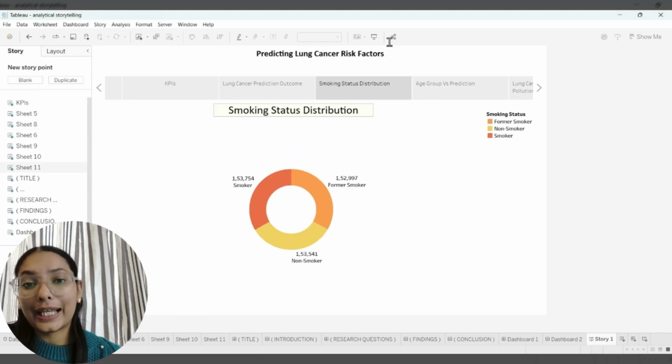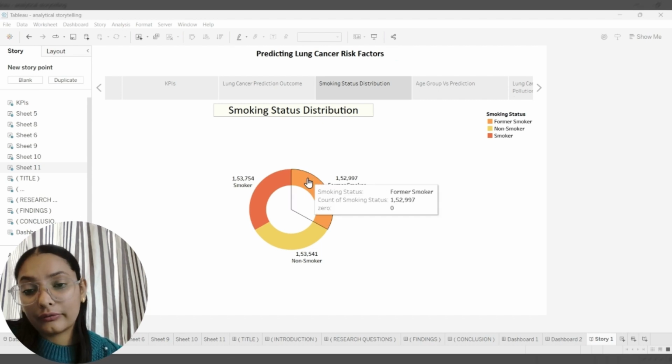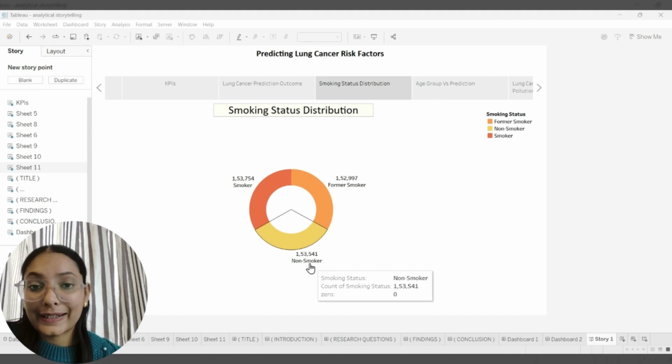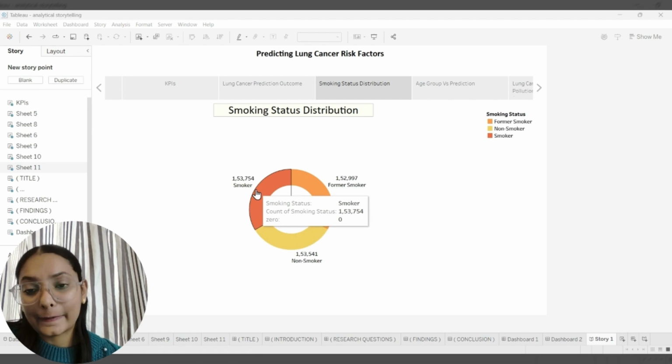Then we are looking at smoking status distribution. The data shows a nearly equal number of counts among smokers, former smokers, and non-smokers, with over 153,000 people in each group. This variable is highly balanced. This distribution makes it very clear that smoking history is not only common but essential in predicting lung cancer.